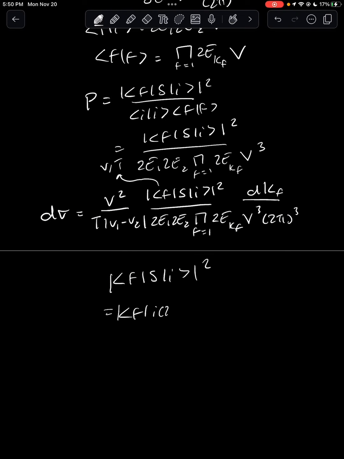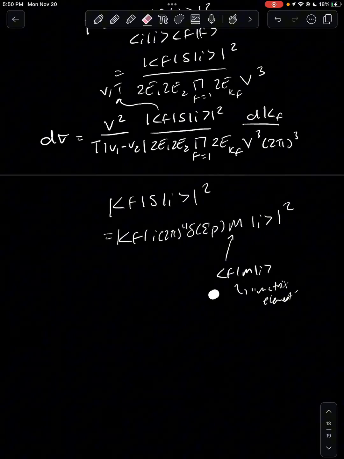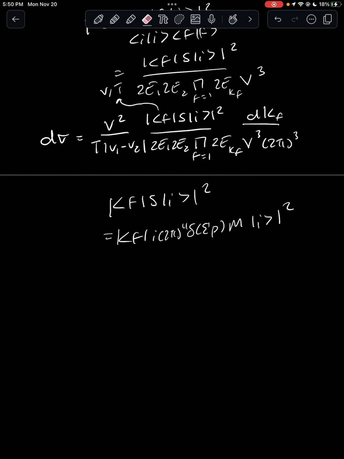Looking at this S matrix, we can rewrite this as this over here. We have i 2π to the 4th times M. This is the non-trivial part of the S matrix, which we call the matrix element, and it's kind of confusing terminology. And if you were to square this, you would get this, where M squared is defined as this squared.